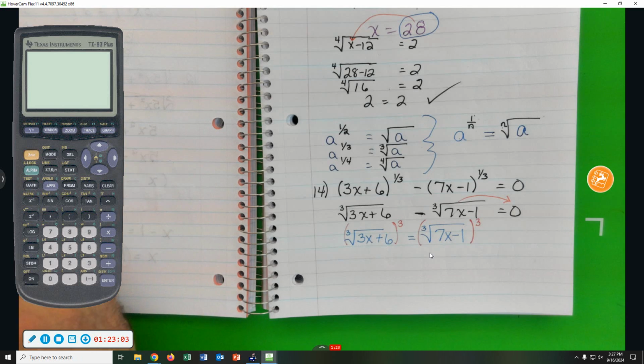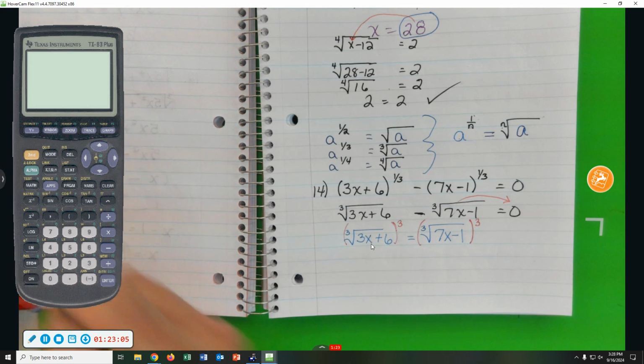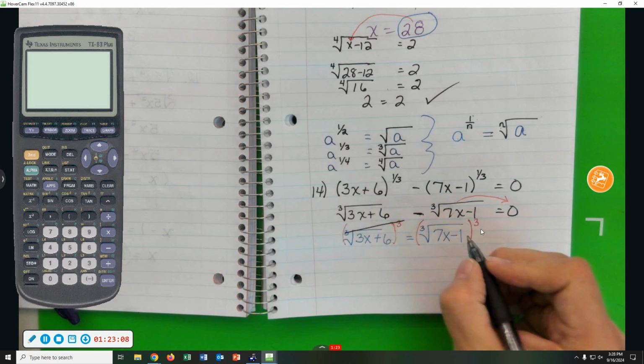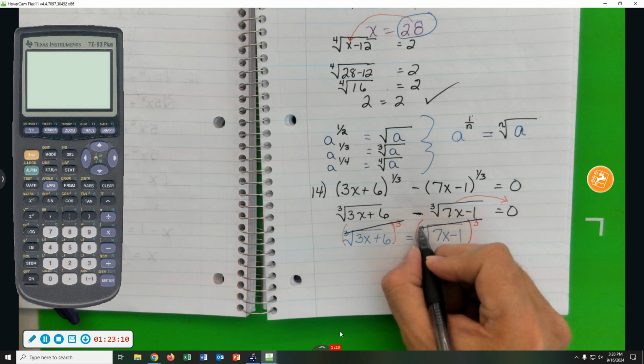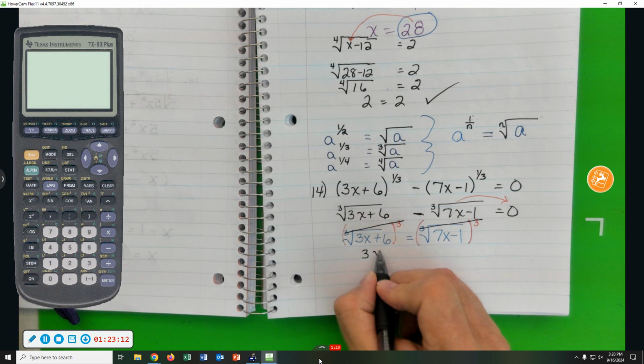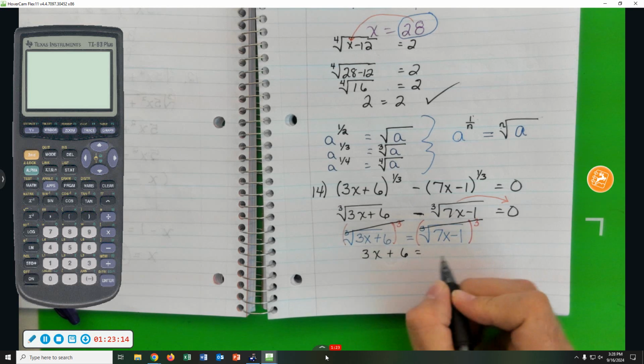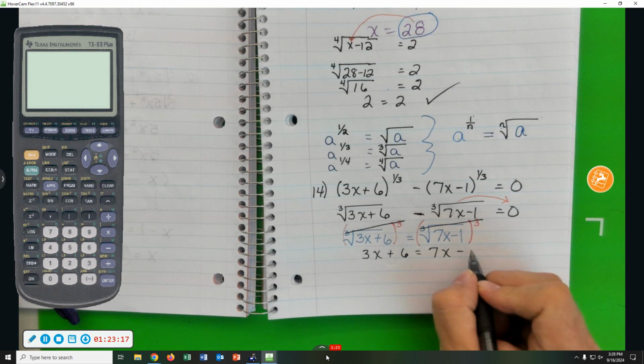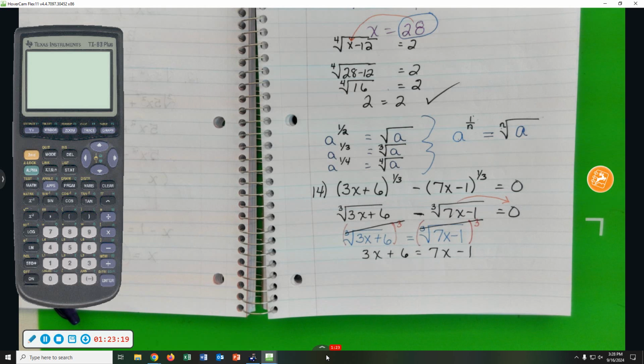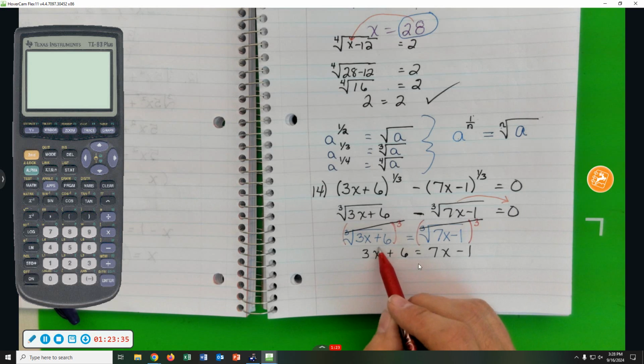What's happening over here? Okay, so we're just left with 3x plus 6. The exponent and the radical cancel out. Are we going to have to get this set equal to 0 and factor it? No, because it's not quadratic. It's linear. Just get all the x terms on one side. I'd try to move the terms so that I get more positive numbers. I think I'd collect the x's on the right side.